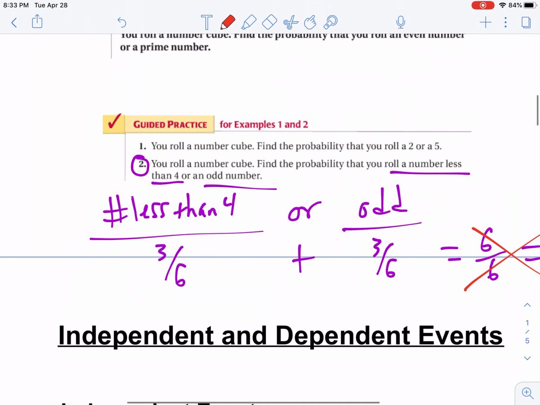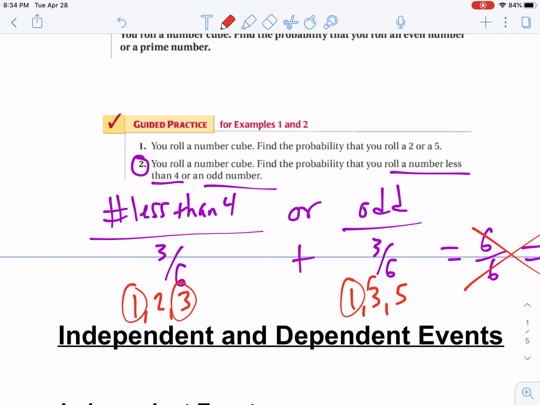Because these events overlap. There are some numbers that are both less than 4 and odd, namely, the numbers 1 and 3, right? So the numbers 1, 2, and 3 are all less than 4. The numbers 1, 3, and 5 are all odd. See how the 1s and the 3s overlap? They're in both groups. But we counted them twice. We counted the 1 and 3 in the less than 4 group, and we counted the 1 and 3 in the odd group as well. You cannot do that. That's called double counting.